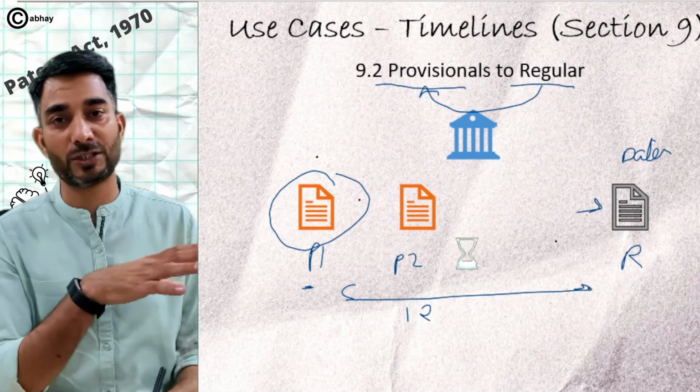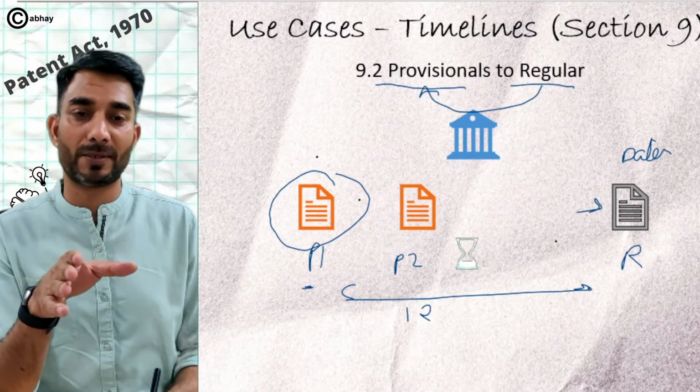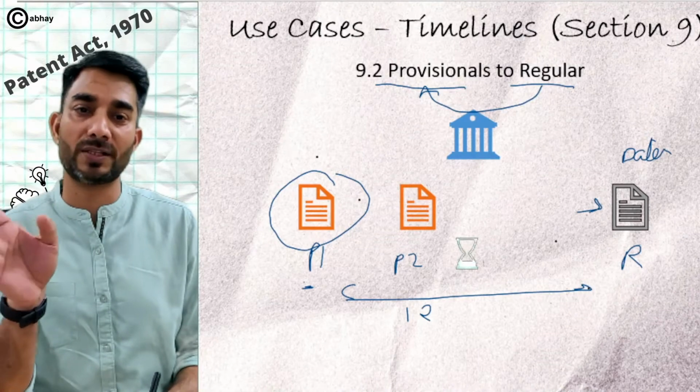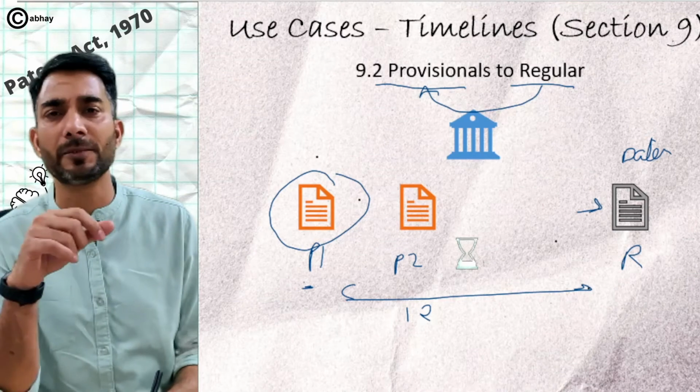Understood? If it is disclosed in one of these applications, P1 and P2, your regular application will claim its date from P1 or P2. If it is not disclosed in there, then the date will be the filing date of the regular application, of that portion, not the entire thing.